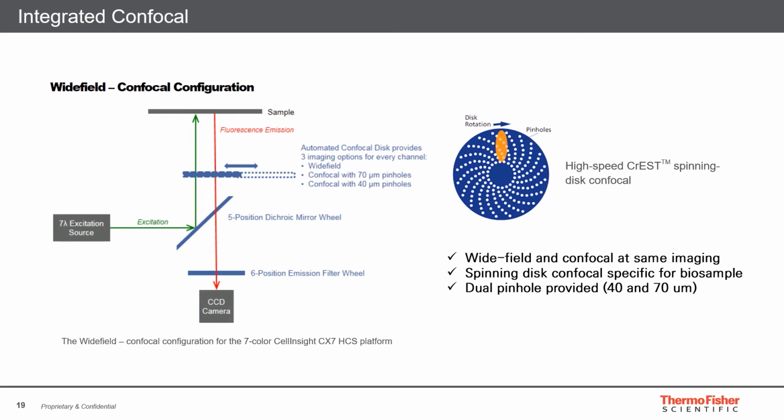We have spinning disk confocal, which is known to be good for biosample imaging, and we provide dual pinhole, 70 micrometer. You can choose the pinhole according to your sample's type, and a major advantage is the customer can mix wide field and confocal imaging according to each fluorescence channel. For example, you can use wide field for DAPI and confocal for only GFP. Therefore, you can save time and laser consumption.